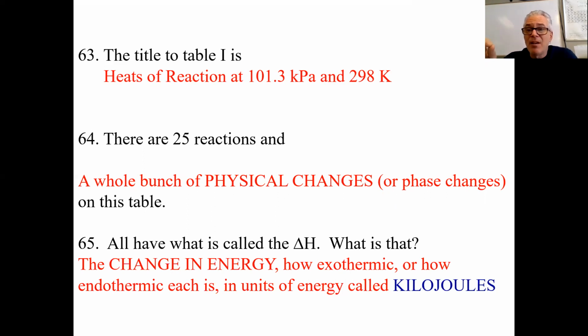A gram is really small, like a pencil eraser. A kilogram is like a baseball. You can knock somebody down with a kilogram or something. A kilojoule is 1,000 joules. Kilo means 1,000 times. Don't worry about it. It's just a number.